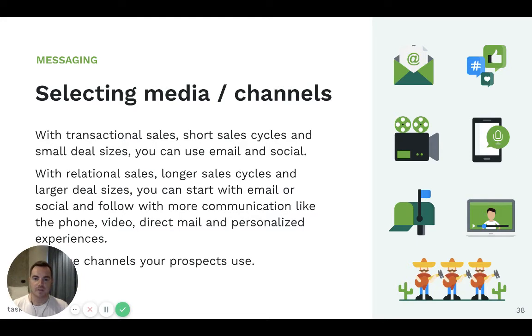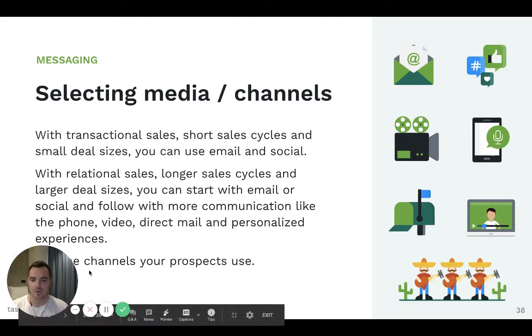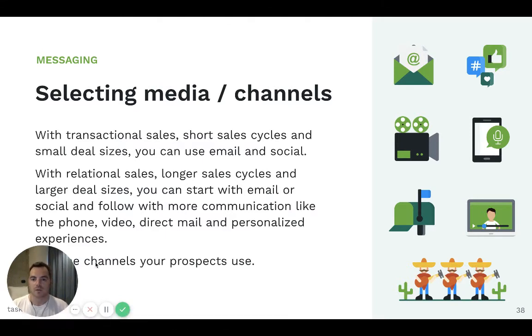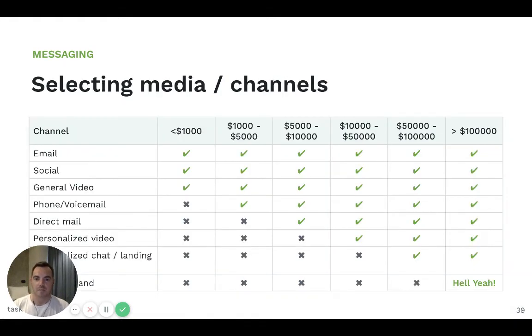And it can be very difficult to select the right media channels. The most important thing is to use the channels that your prospects use. I think that's key. And also, if you have a transactional sale with a short sales cycle, then you may just want to use email and social, like LinkedIn. However, with large deals, longer sales cycles, you might start with email, but you might also want to introduce phone, direct mail, or even personalized experiences. There's a picture of a mariachi band there, because I think if you have a large enough deal size, you may as well send a mariachi band around to the office. It will certainly get a response.